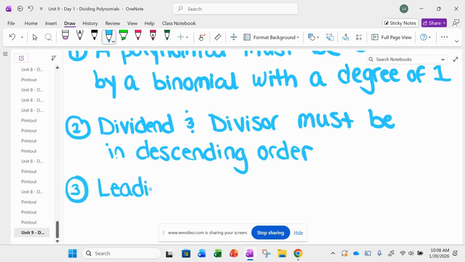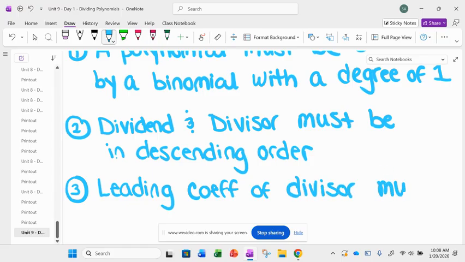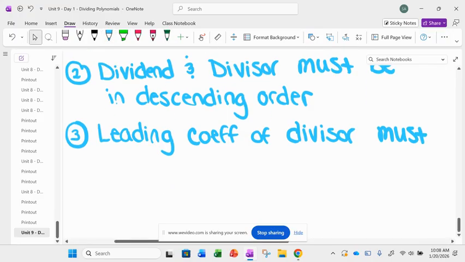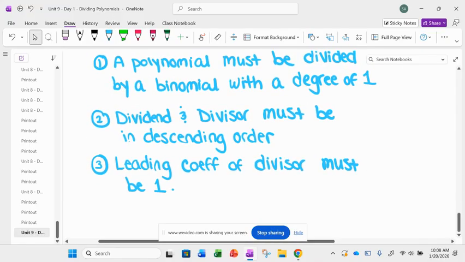The leading coefficient of the divisor must be 1. So many rules, like it needs to meet so much criteria to even be able to use synthetic division. And lastly, actually, this one's not really important. We'll leave it at the 3.